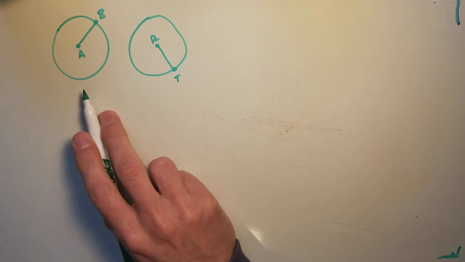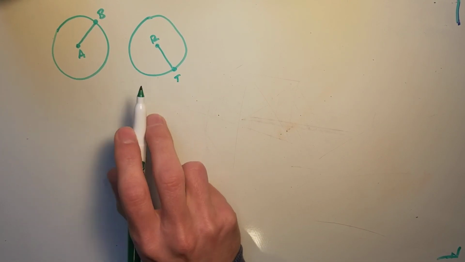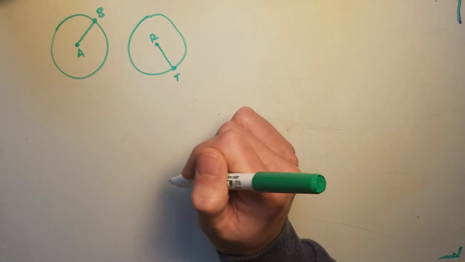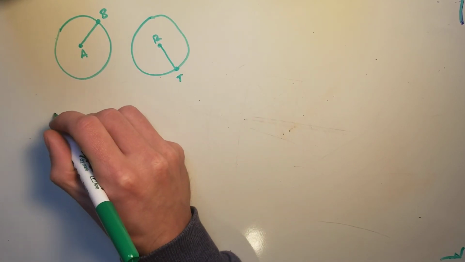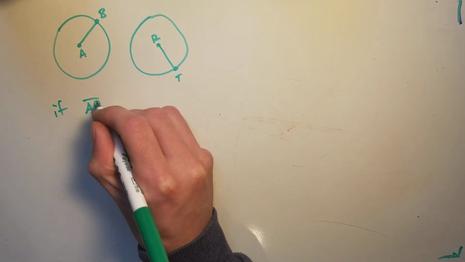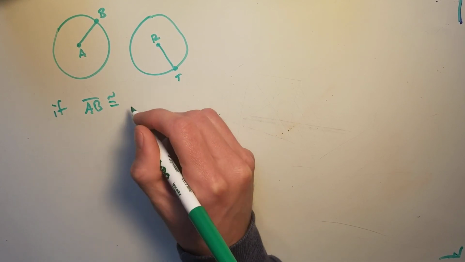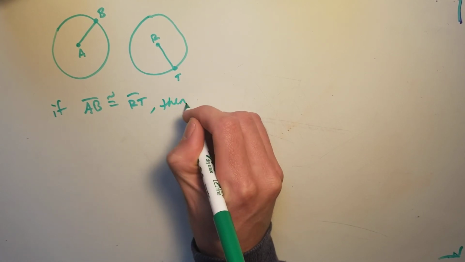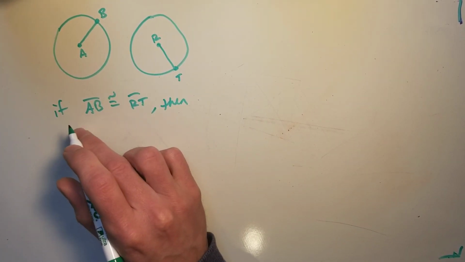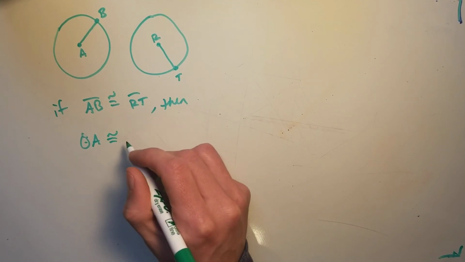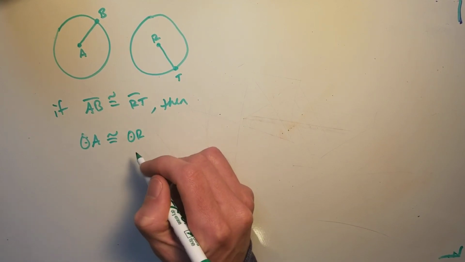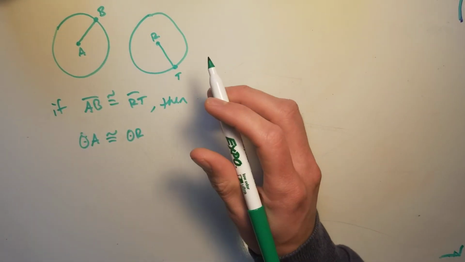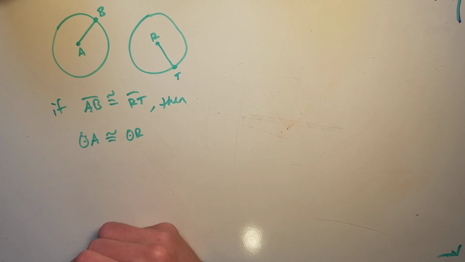We would say circle A is congruent to circle R if and only if they both have the same radius, or their radii are congruent to one another. So if segment AB is congruent to segment RT, then circle A is going to be congruent to circle R. So whenever we have congruent radii, those circles are going to be congruent to one another.